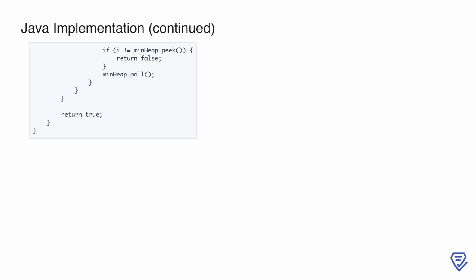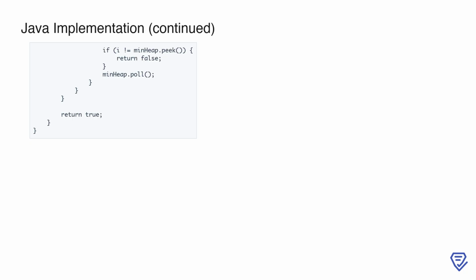Once the for loop completes successfully for a group of k consecutive numbers, we continue processing the next smallest number in the heap, repeating the process until the heap is empty. If we manage to process all numbers without encountering any issues, the method returns true, indicating that it is indeed possible to divide the array into sets of k consecutive numbers. This implementation leverages both the hash map for frequency tracking and the priority queue for ordered processing, ensuring correctness and efficiency.